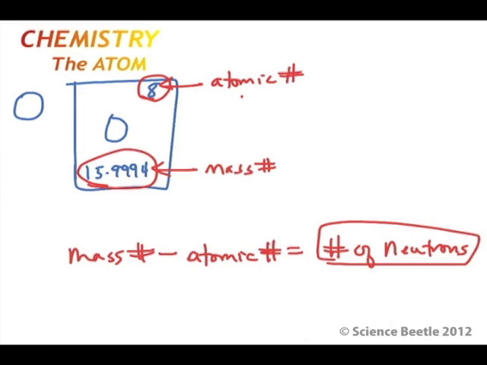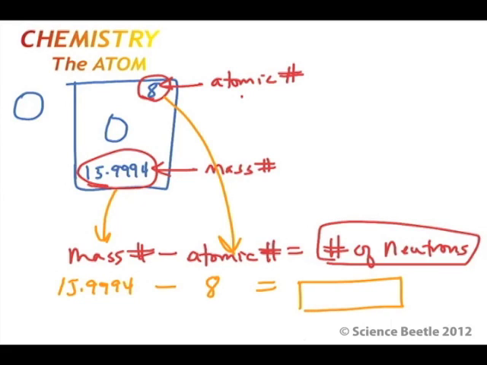So if I take the mass number and substitute it here, and if I take the atomic number and substitute it here, essentially I'm going to have 15.9994 minus 8, which should give me the number of neutrons. Right? And so this is essentially 16 minus 8, which we already know is going to be 8. So the structure that I'm going to draw for oxygen is going to have 8 neutrons, and it's going to have 8 protons.